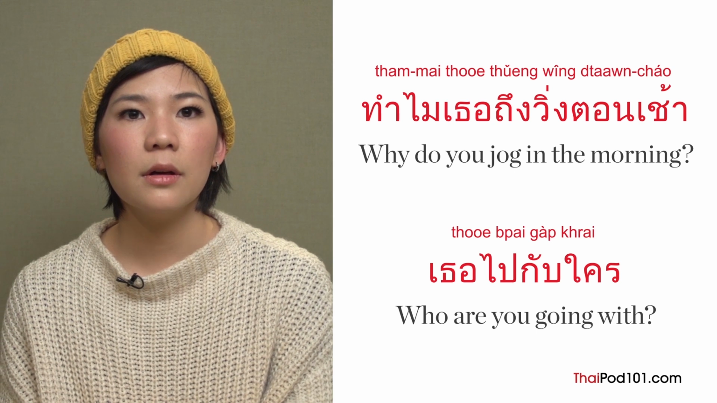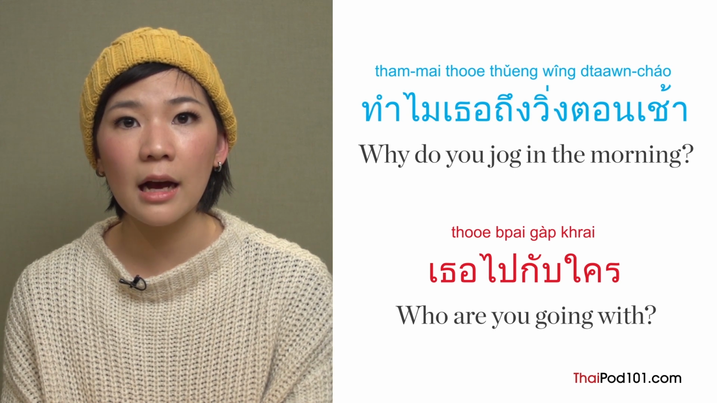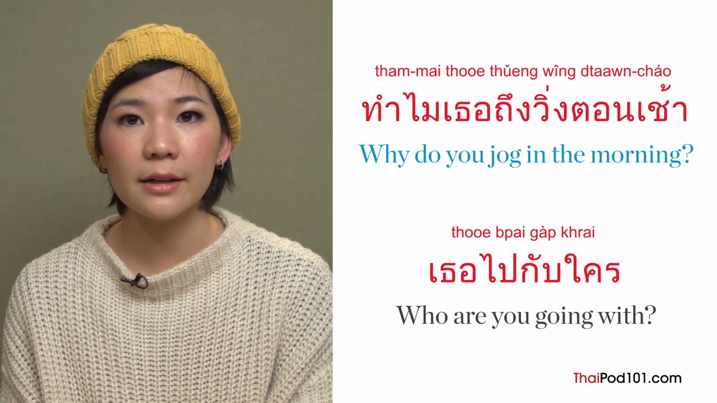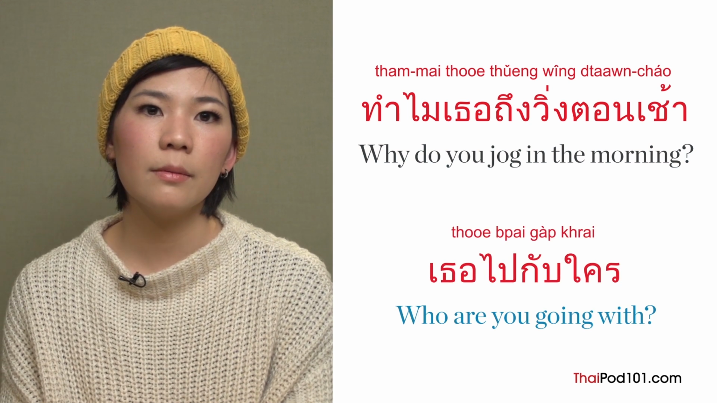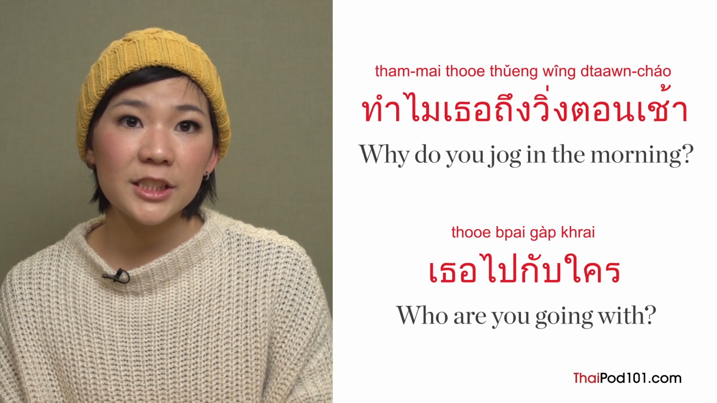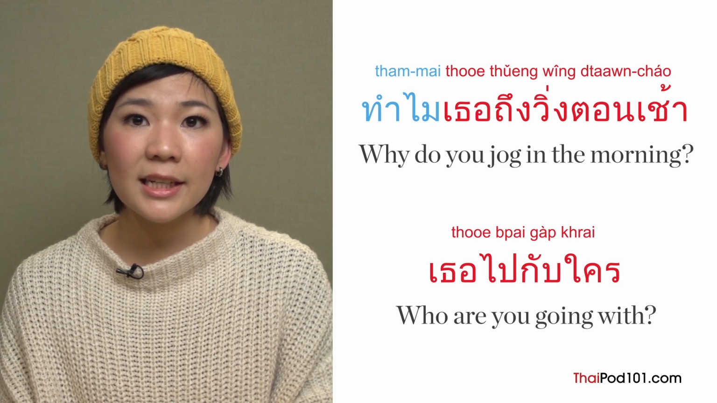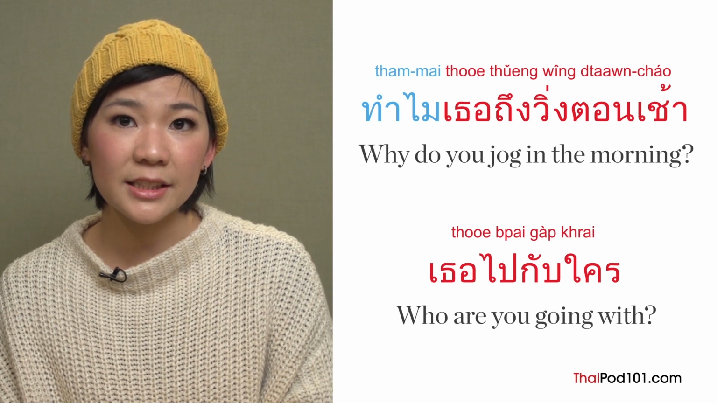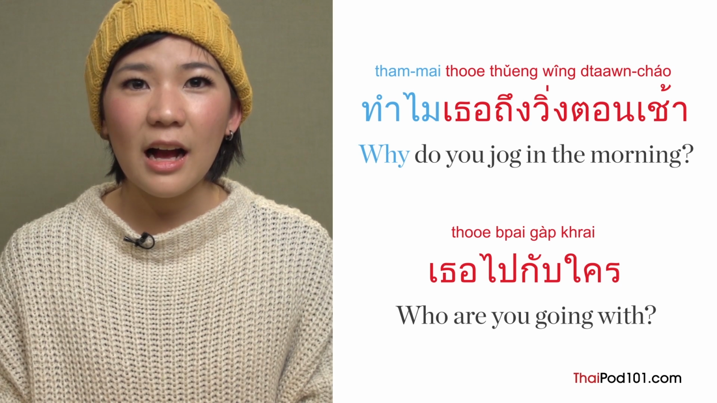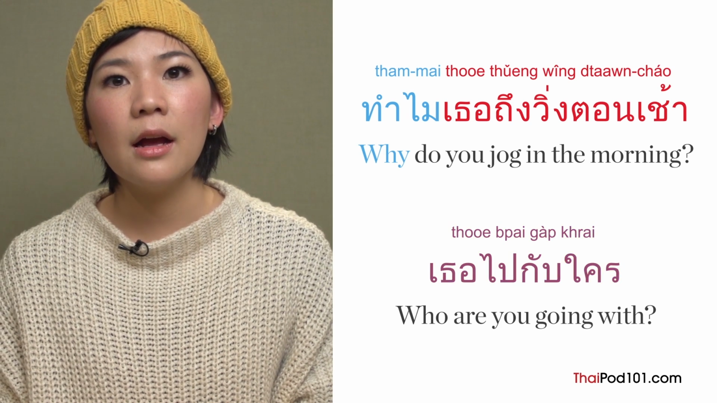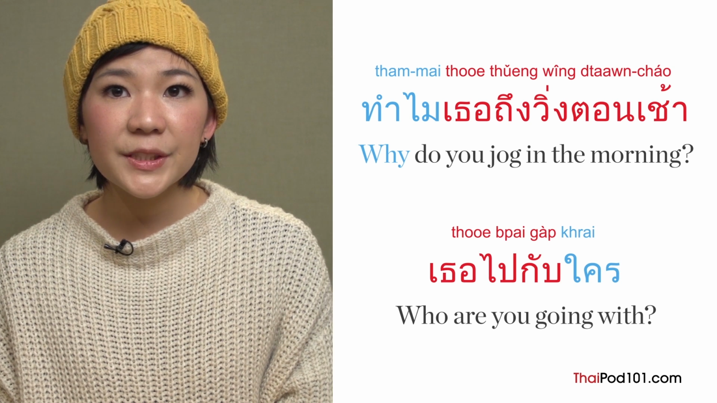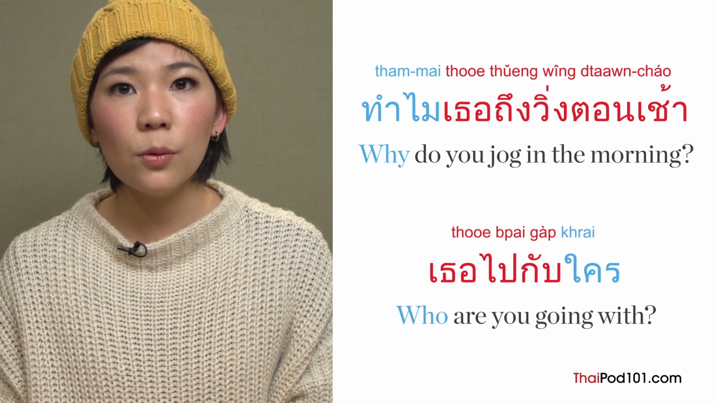For example, ทำไมเธอถึงวิ่งตอนเช้า, Why do you jog in the morning? เธอไปกับใคร, Who are you going with? We can see that in the first sentence, ทำไม is used at the beginning of the sentence to ask question. However, in the second sentence, เธอไปกับใคร, ใคร is used at the end to ask who.